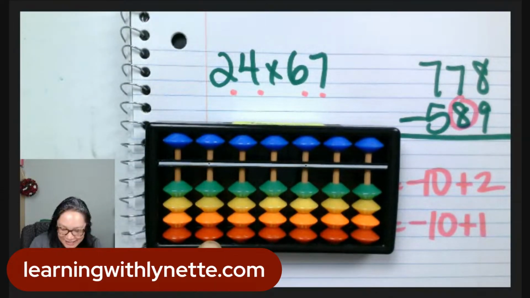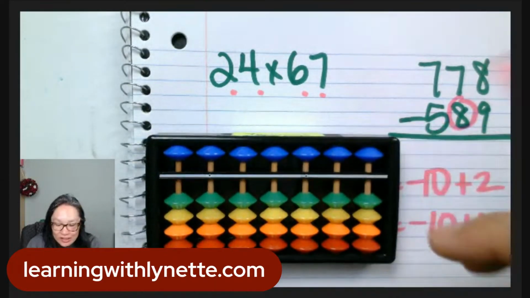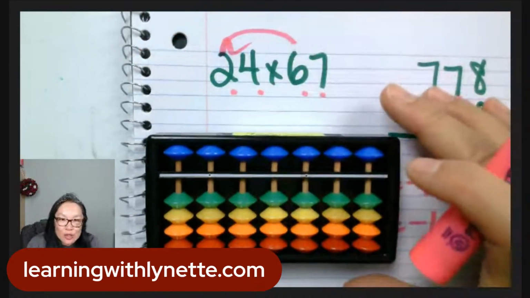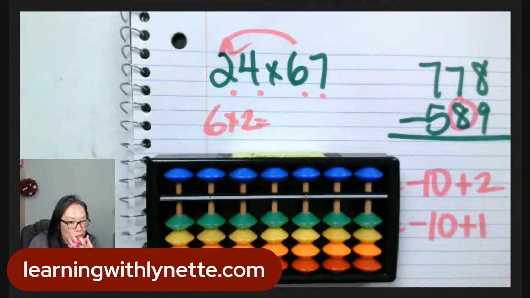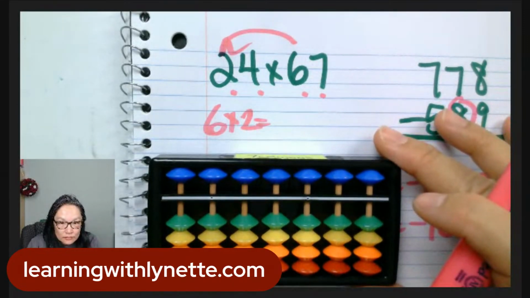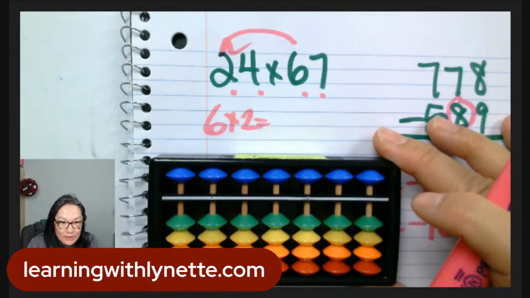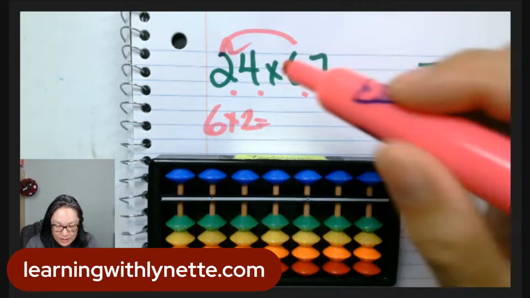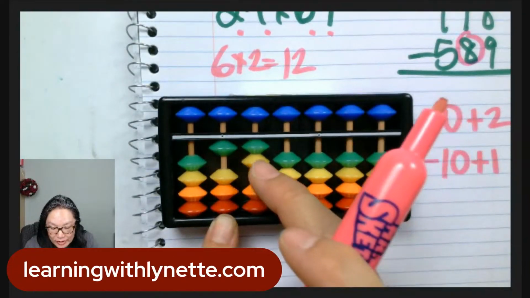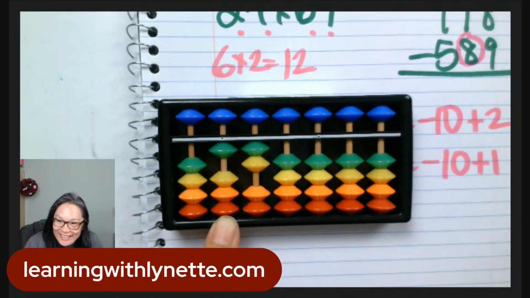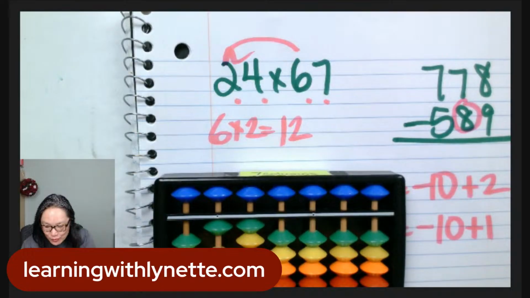So the first thing we're going to do is 6 times 2. That's easy. 6 times 2 is 12. I like the abacus because it's not about memorizing. So we have 12. I'm going to put my 1, I'm going to put my 2. That's it.